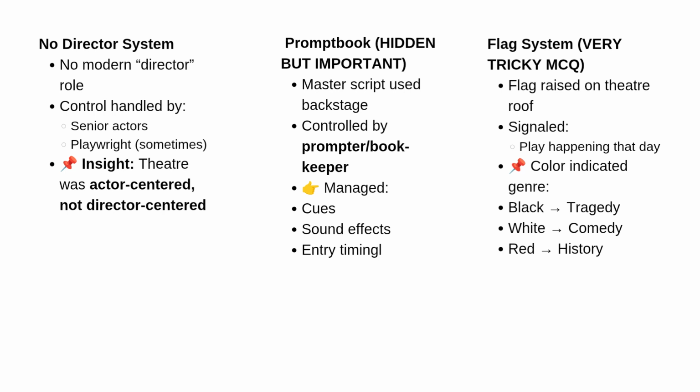Finally, let us look at the flag system, which is a very tricky but important exam point. A flag was raised on top of the theatre building to signal that a play would be performed that day. This was a simple but effective way of informing the public. More interestingly, the color of the flag indicated the genre of the play. A black flag meant a tragedy, a white flag meant a comedy, and a red flag indicated a history play.